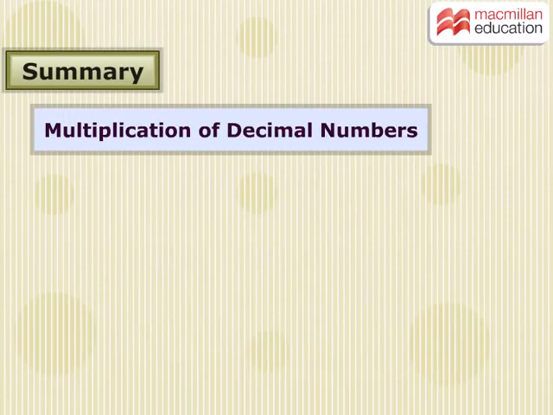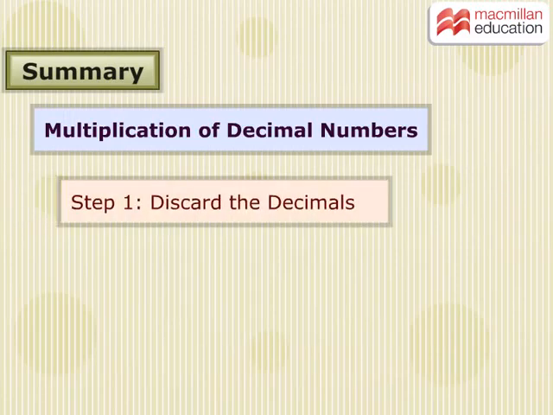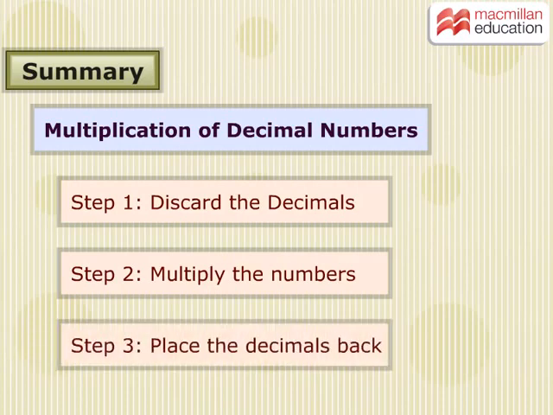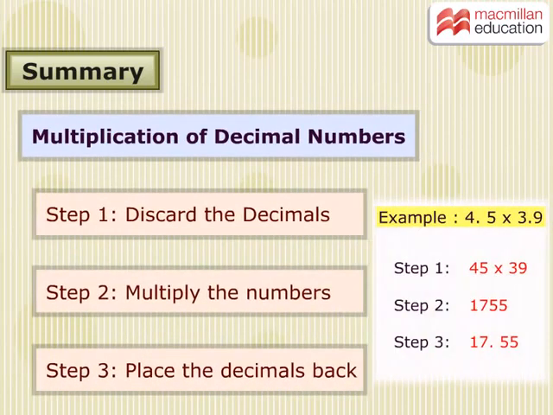Remember the steps to multiply decimal numbers. Step 1. Discard the decimals. Step 2. Multiply the numbers. Step 3. Place the decimals back. Read through the example.